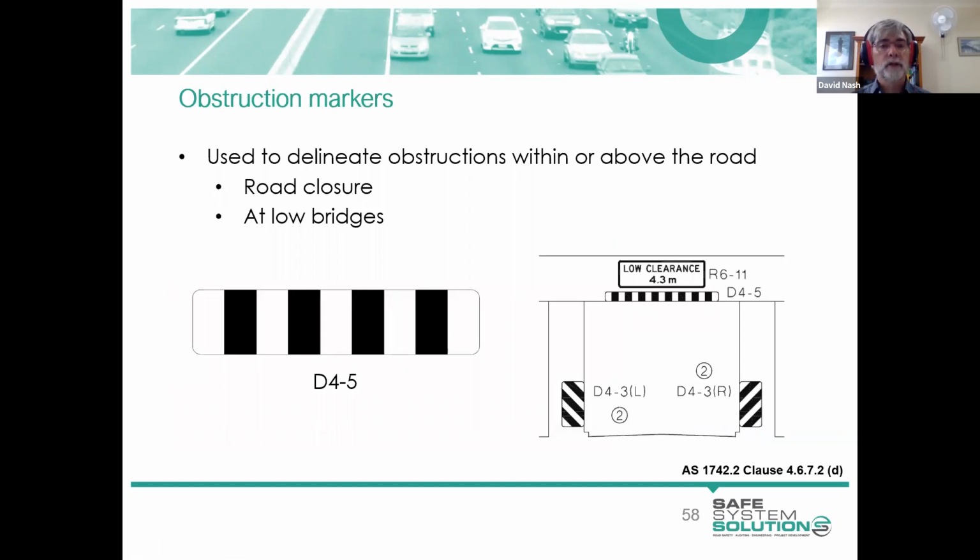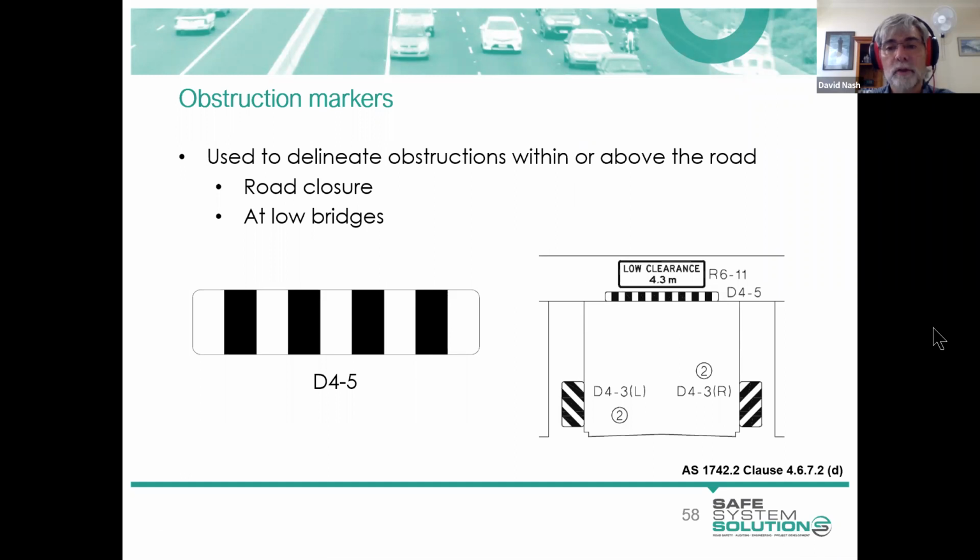Obstruction markers. So obstruction markers are used to delineate obstructions within or above the road, such as road closures or at low bridges. So they actually go on the bridge, again, in order to just highlight the bridge. The ones on Montague Street, you might have noticed, are actually red and white rather than black and white, which is non-standard, but they're trying to do everything there to try to highlight the low bridge at Montague Street. And it doesn't have chevrons because you can't go either side of that sign.